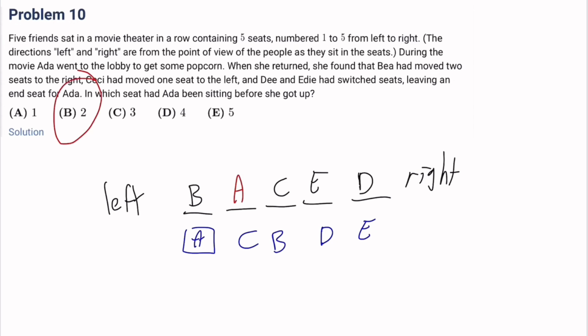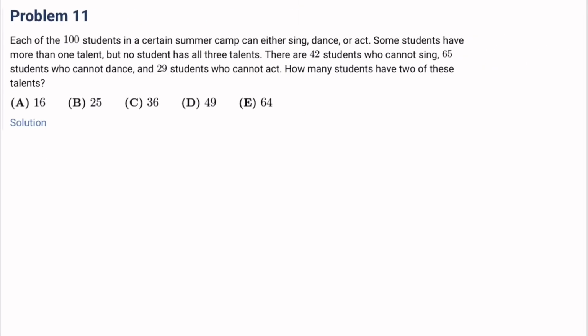It's B. Number 11. Each of the 100 students in a certain summer camp can either sing, dance, or act. Some students have more than 1 talent, but no student has all 3 talents. There are 42 students who cannot sing, 65 who cannot dance, and 29 who cannot act. How many students have 2 of these talents?